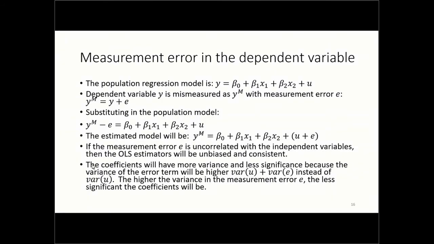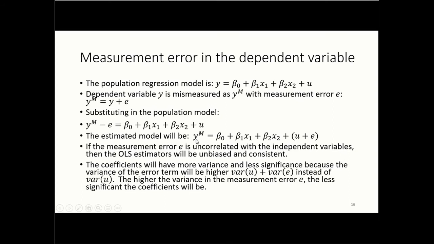So let's first talk about what happens when we have a measurement error in the dependent variable. So the population regression model would be this. So suppose we have y regressed on x1 and x2. And here, let's suppose that the dependent variable y is mismeasured as ym with a measurement error e. So this mismeasured variable is actually equal to the true variable plus e, which is the measurement error. Now, if we put here y equals ym minus e, we could just substitute it in the model like that. And then put this e on the other side of the equation.